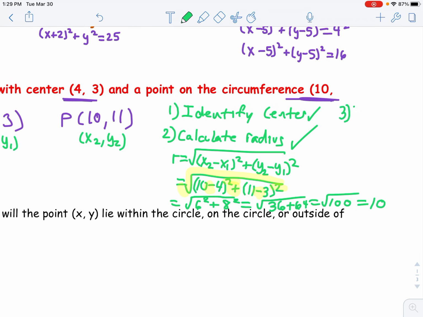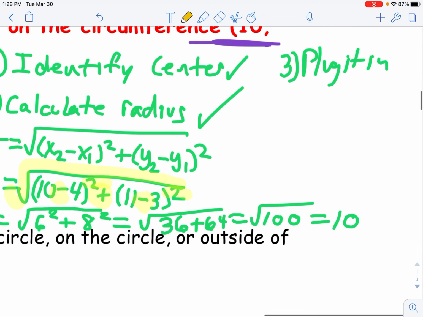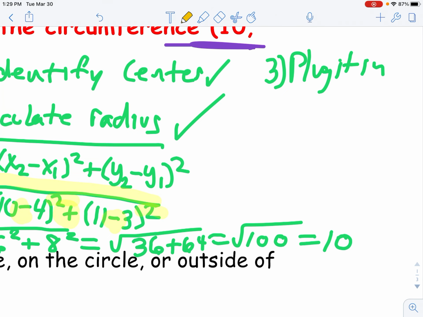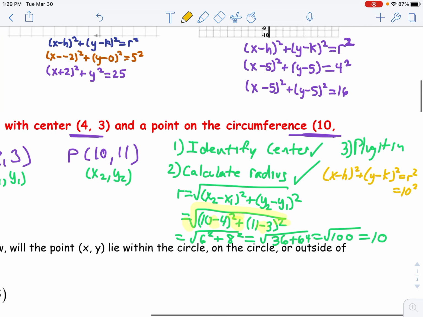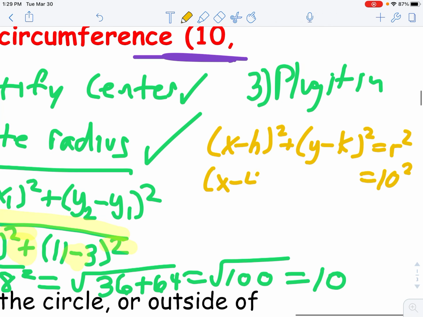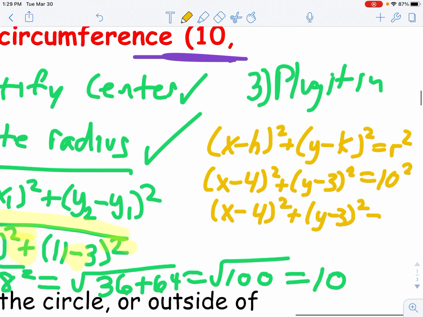And then number 3 is plug it in. I'm not keeping my screen incredibly organized, but I'm just going to plug it in to my standard form for the equation of the circle. R was 10, so I've got 10 squared. The center is (4, 3). So it's going to be (x minus 4) squared plus (y minus 3) squared equals 10 squared. And then I'm just going to simplify the right-hand side. Instead of writing 10 squared, I'm just going to write 100. And that's it.